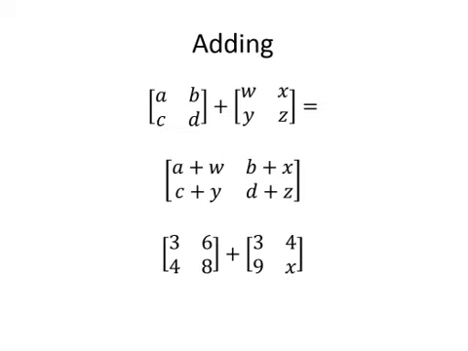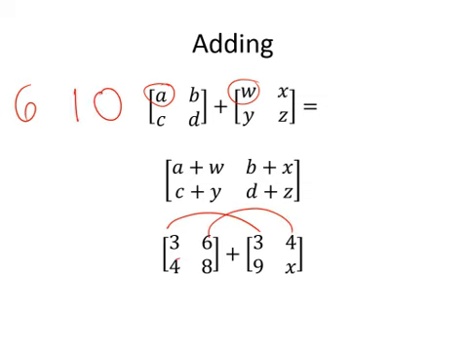Adding. When you're adding matrices, it's pretty straightforward, pretty simple. You're adding stuff in the first position to the stuff in the other one's first position. So the first matrix's first position, this A, you're adding to the second matrix's first position, the W. Then the second position, B plus X, C plus Y, D plus Z, and you add them up. So if we look at the bottom one down here, 3 plus 3 is 6. And then we have 6 plus 4 is 10.